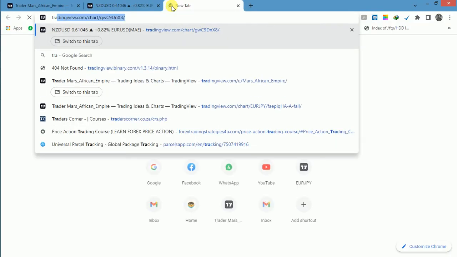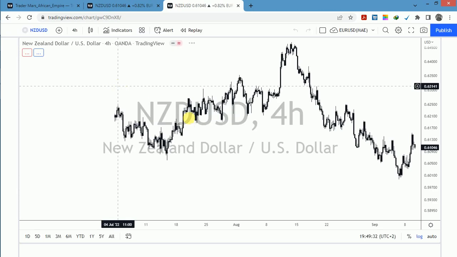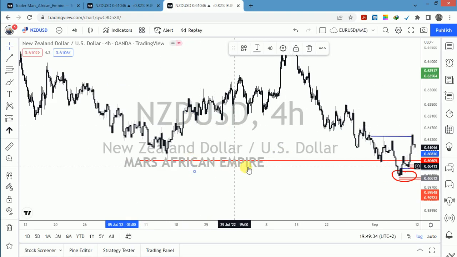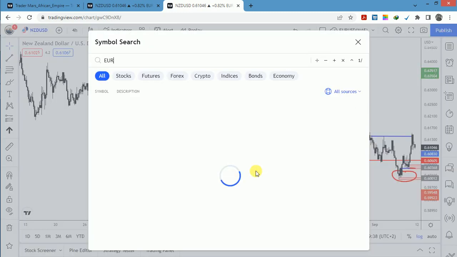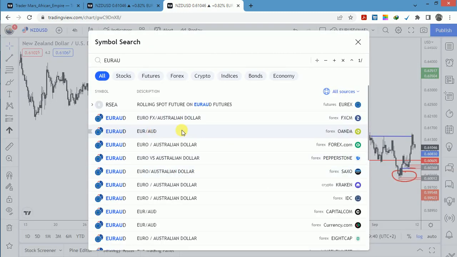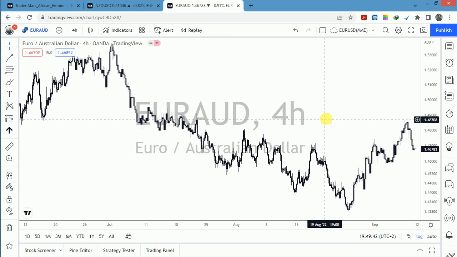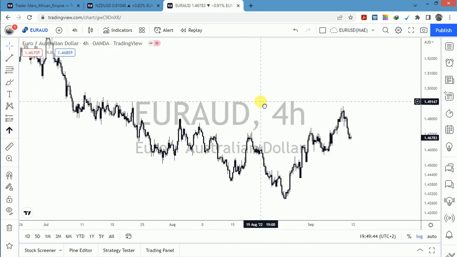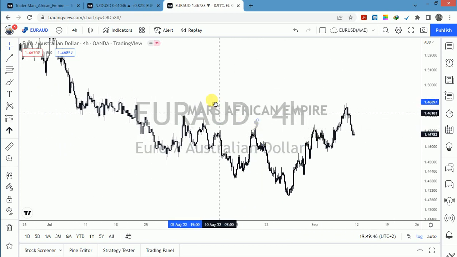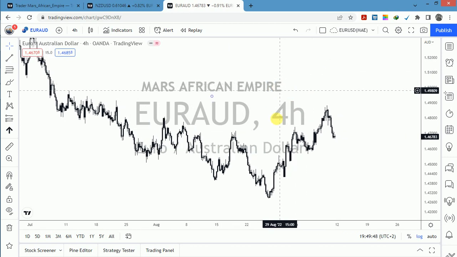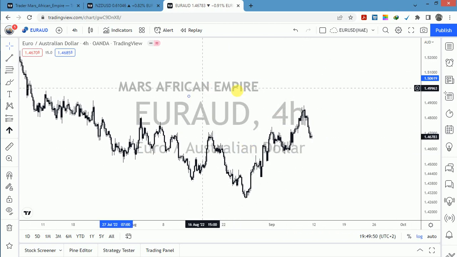Let's move into another pair. I think we should choose, what can we get? EURAUD. Is there anything on EURAUD? Okay. Yes, EURAUD. I think we can get something from you.